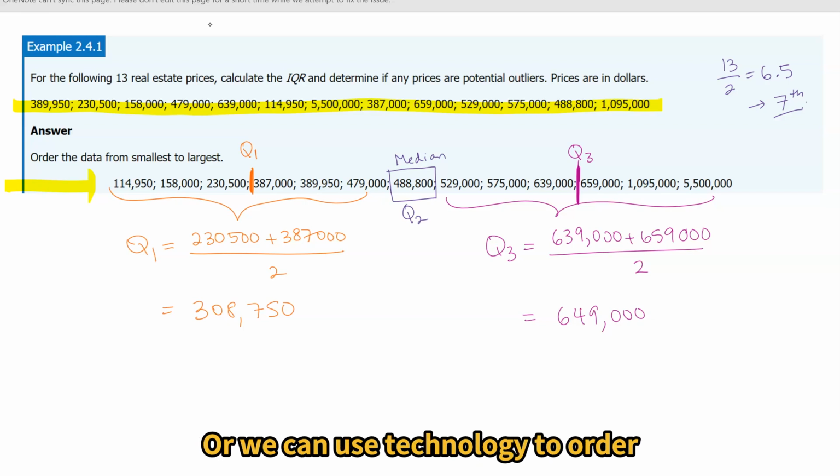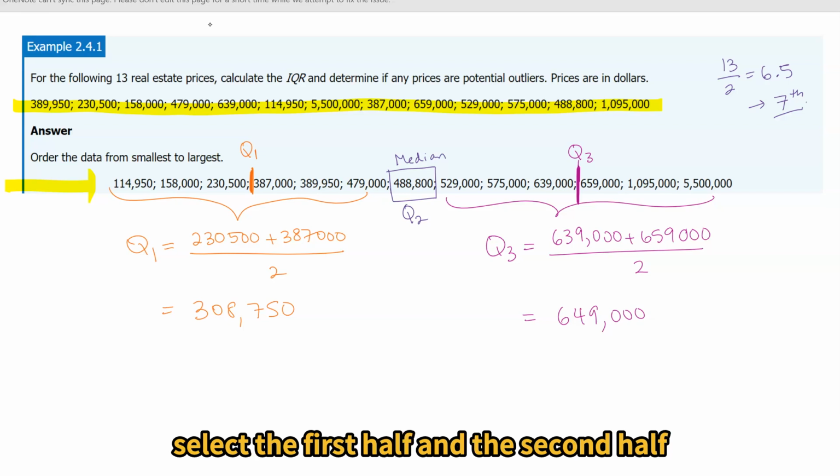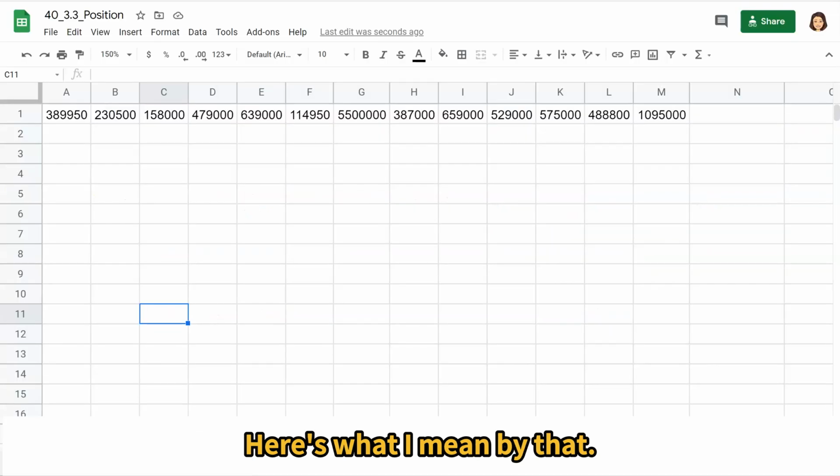We can use technology to order our data and then potentially do it by hand. Or we can use technology to order our data, find the median, and then only select the first half and the second half and find the medians of those sets for our Q1 and Q3. Here's what I mean by that.